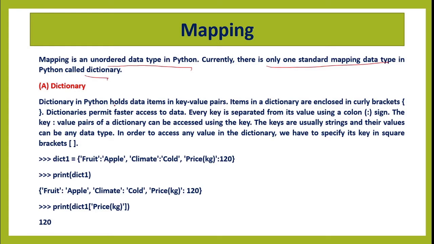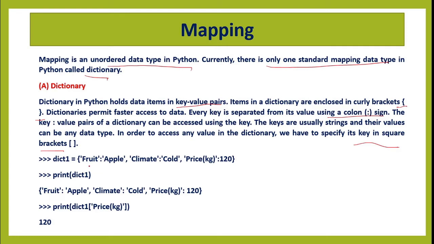So the dictionary in Python holds the data items in key value pairs. Items in a dictionary are enclosed in curly brackets. Then every key is separated from its value using colon. So in order to access any value in the dictionary, we have to specify its key in square brackets. See the example.